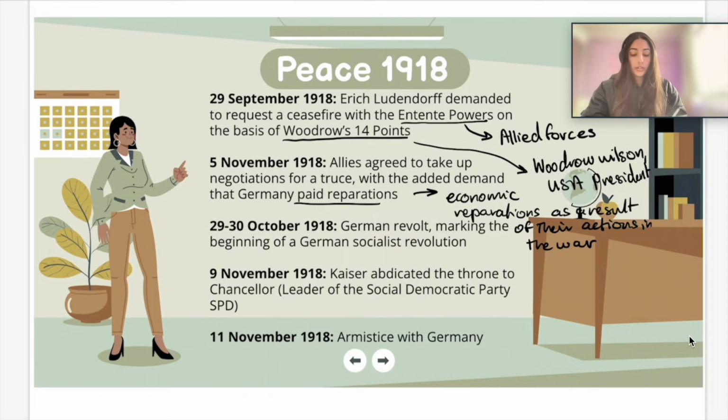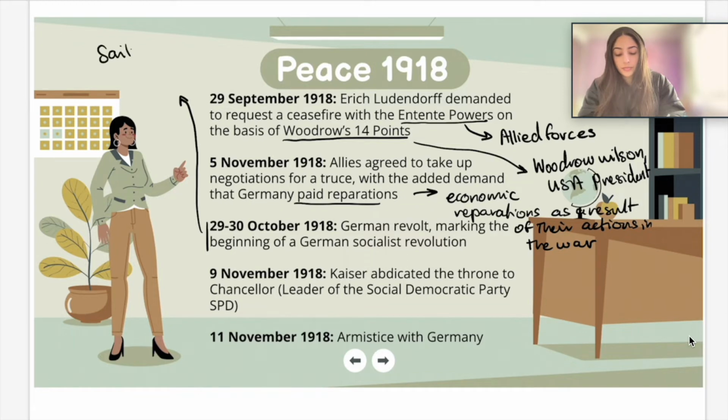On the 29th to the 30th of October 1918, the German revolt, marking the beginning of the German Socialist Revolution. Now, this German revolt was started during the 29th to the 30th of October, where sailors in the naval port refused to take orders.